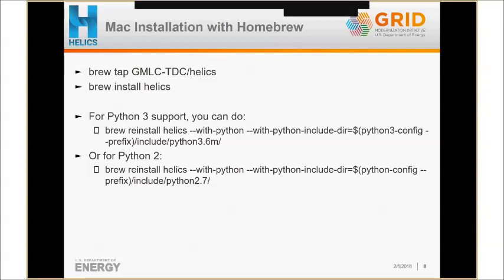And then if you're on a Mac, you can use Homebrew to take care of installing all of the dependencies for Helix and building Helix. You can just run brew tap gmlc-tdc/helix and then brew install helix, and it'll take care of everything for you. If you then want to enable Python 2 or 3 support with Helix, you can run brew reinstall helix and give it the with-python argument and with-python-include-dir argument, pointing to the location of the Python headers for whichever version of Python you want support for.